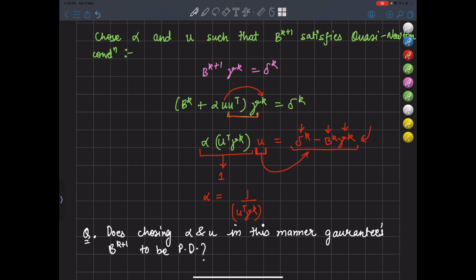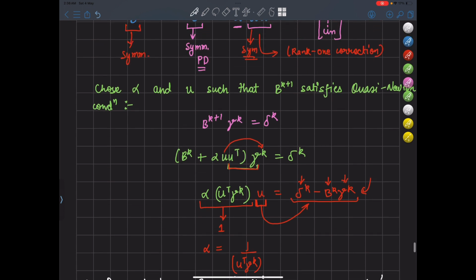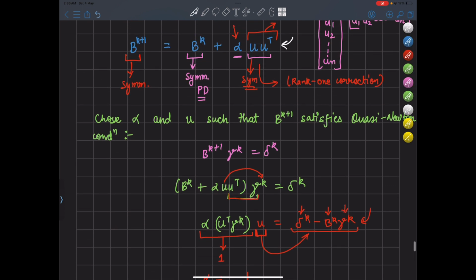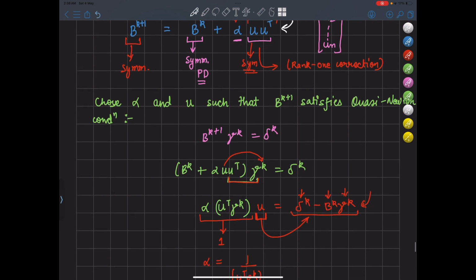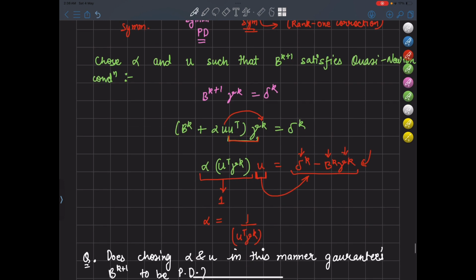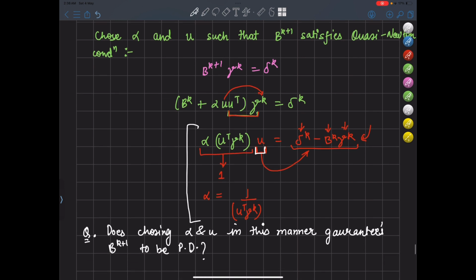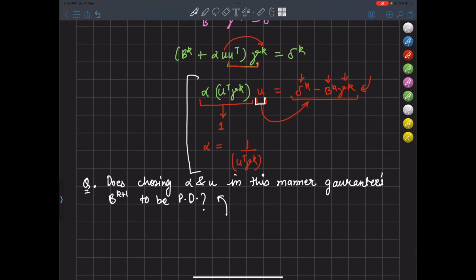We have ensured that bk plus 1 is symmetric through choosing a structure of the equation like this. We have also ensured that bk plus 1 follows the quasi-Newton condition by choosing u and alpha in this way. But does choosing u and alpha in this way ensure that bk plus 1 is positive definite, which is an essential requirement of the quasi-Newton method? So this question still remains. We'll try to answer this question in our next lecture. We'll conclude today's lecture, and we'll continue with the quasi-Newton method in our next class.